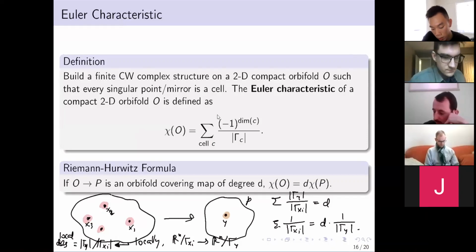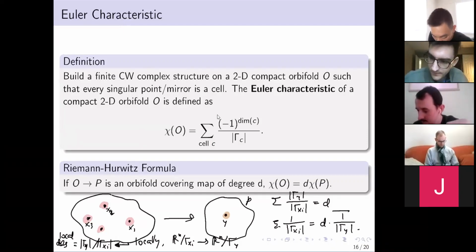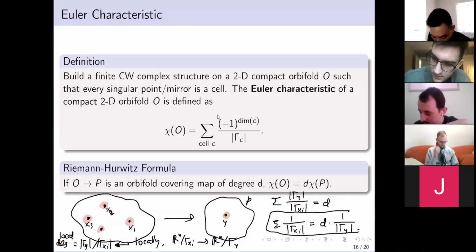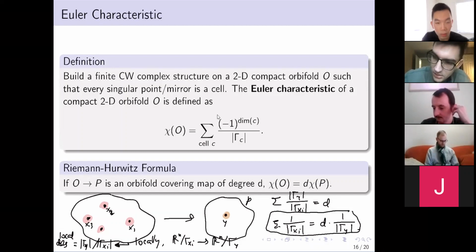This very much resembles the Riemann-Hurwitz formula, because if I look at every cell, then I have this formula no matter what. So if I combine the information across all the cells in the CW complex, gluing them together, I get the Riemann-Hurwitz formula, basically.